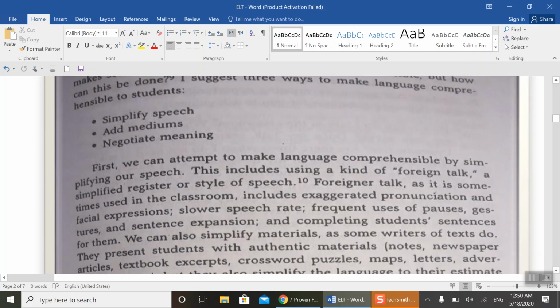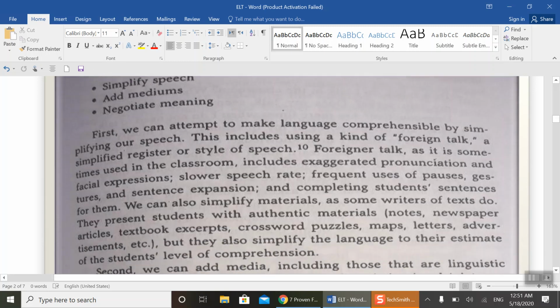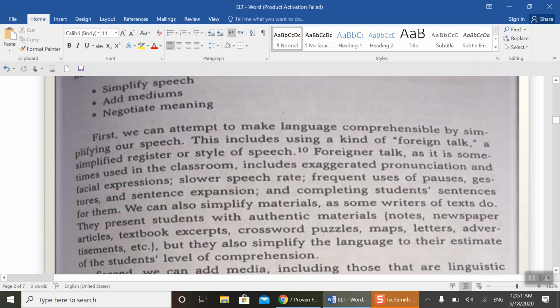Number one, simplify speech. From its name, it means that you make your speech simple. Use simple words. Add mediums. We will see what mediums you can add. Negotiate meaning. We will see how to negotiate meaning. So one by one we explain them.